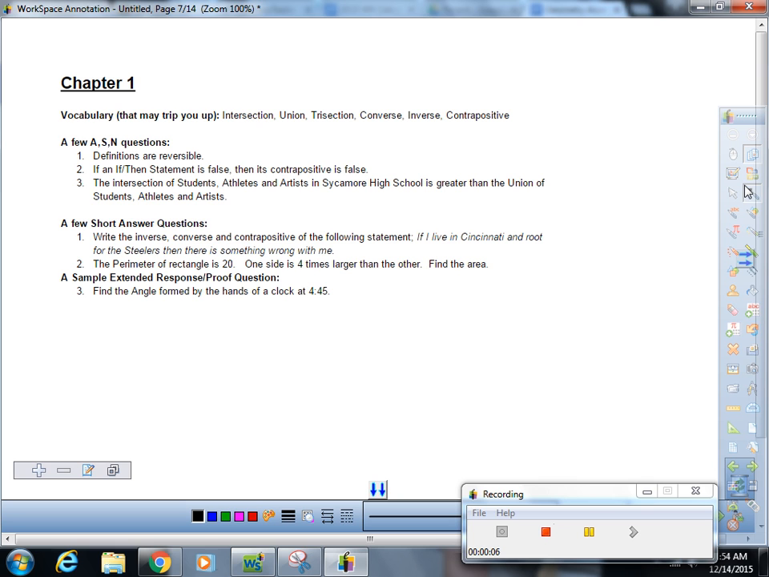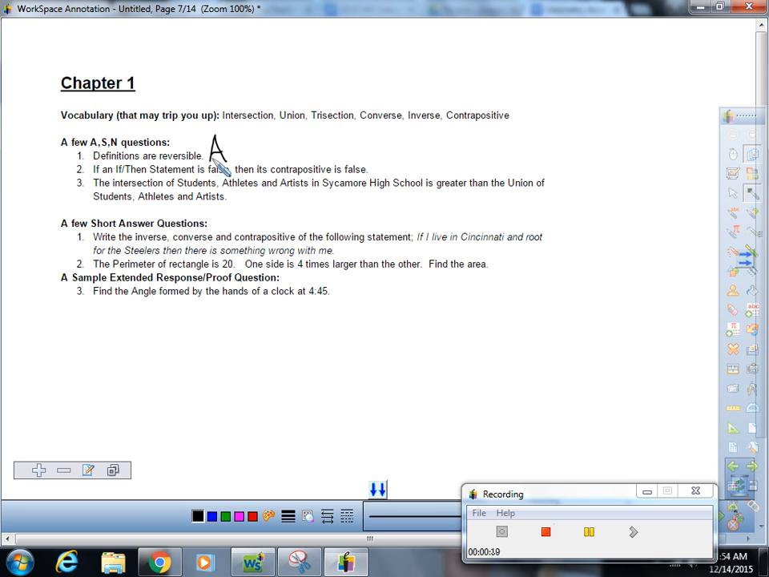So, definitions are reversible. That is always true, because we learned this in Chapter 1. For an example, you could do an equilateral triangle. An equilateral triangle has all three sides congruent. That works the same front and backwards. You could say in an equilateral triangle, all three sides are congruent, or you can say if all three sides are congruent, then it's an equilateral triangle.